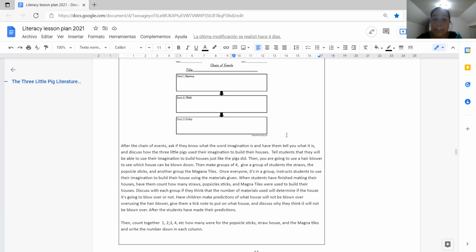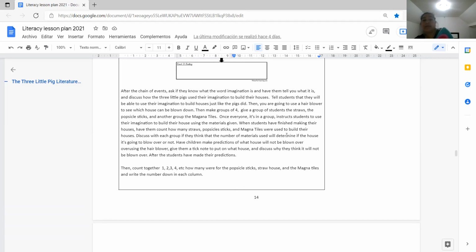When that activity is done, I'm going to have students work in groups of 4, and I will have the materials ready: straw, popsicle sticks, and magnet tiles. One group is going to have the popsicle sticks, another the straw, and the other the magnet tiles. I'm going to ask them to build the house out of those materials, because we're going to be using a hair blower to blow the houses. I'm going to ask them to count either the popsicle sticks, straws, or tiles, and make predictions of which house is going to blow off with the air blower.